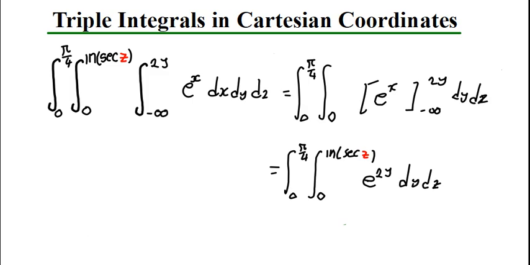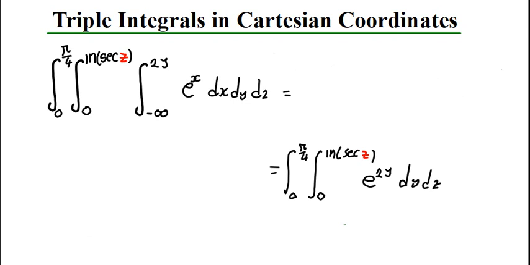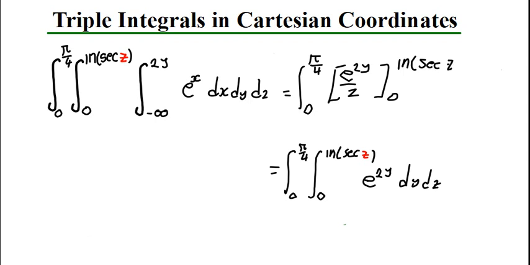Okay, so let's go ahead now and integrate with respect to y. My outside limit is from 0 to pi over 4. When you integrate this with respect to y, I'll just put 1 over 2 outside here, because this is going to be e to the 2y divided by 2. Then from 0 to natural log of sec z, and you just have dz there.